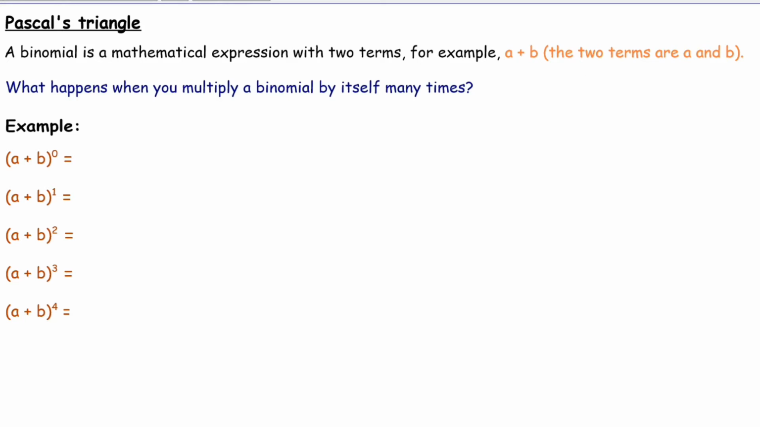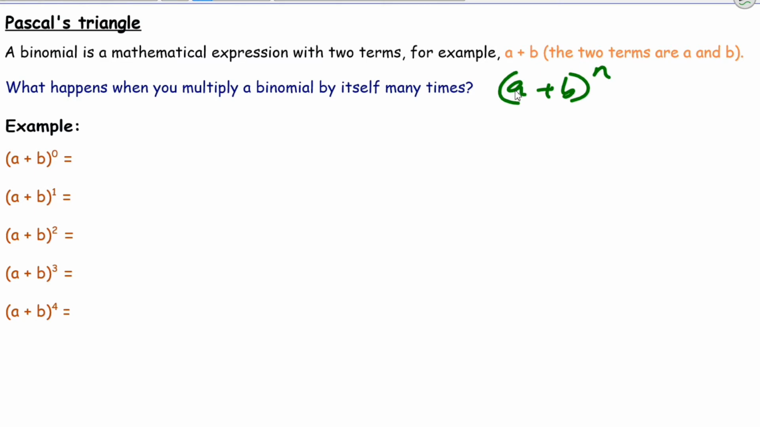In this video, I'm going to discuss binomial expansion. Before we look at binomial expansion, first of all, we need to understand what a binomial is. A binomial is a mathematical expression with two terms, for example, A and B. And an example of a binomial expression will be something like (a + b)^n.